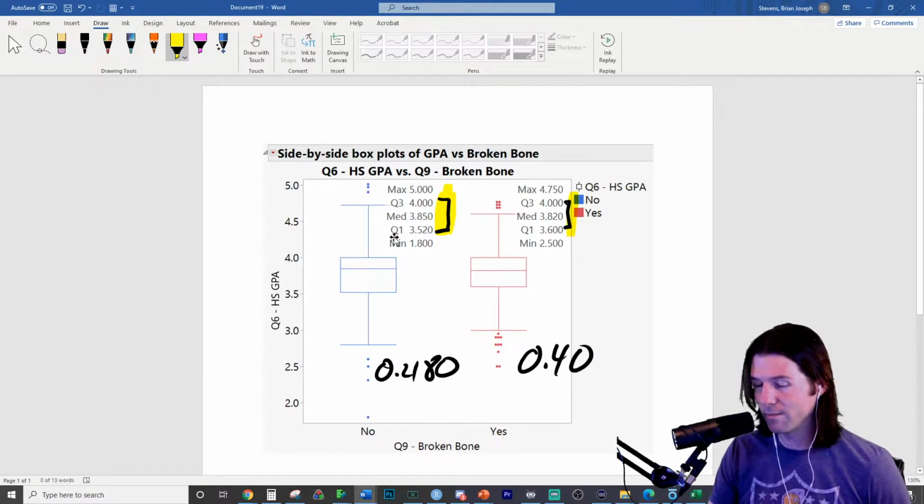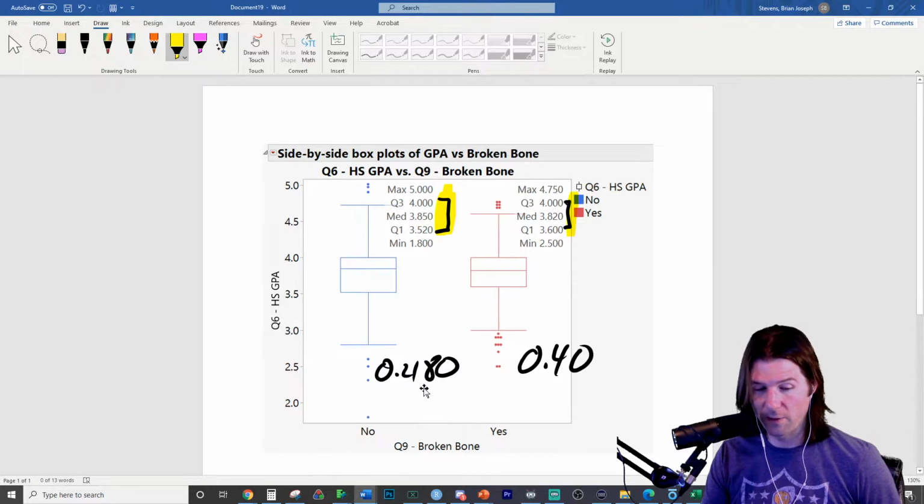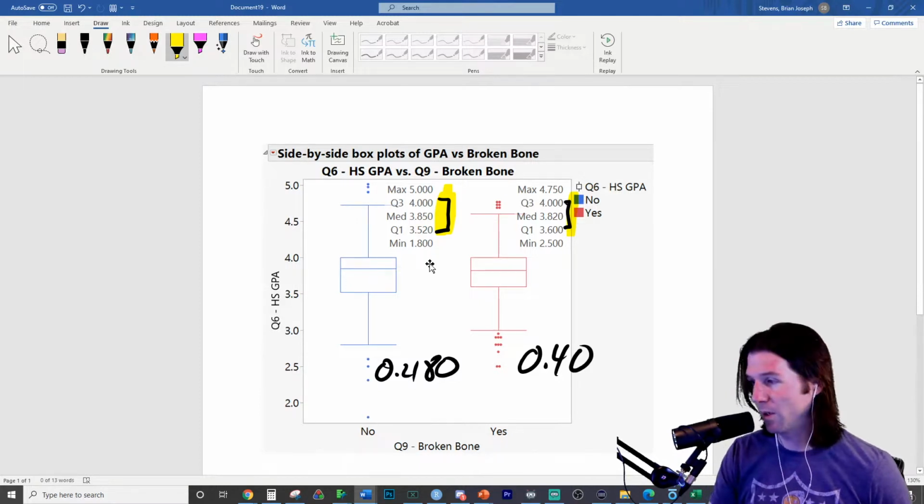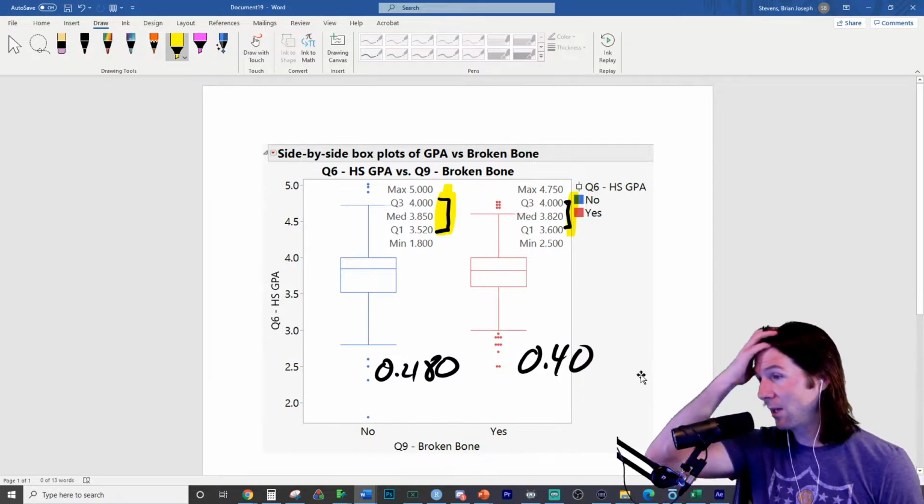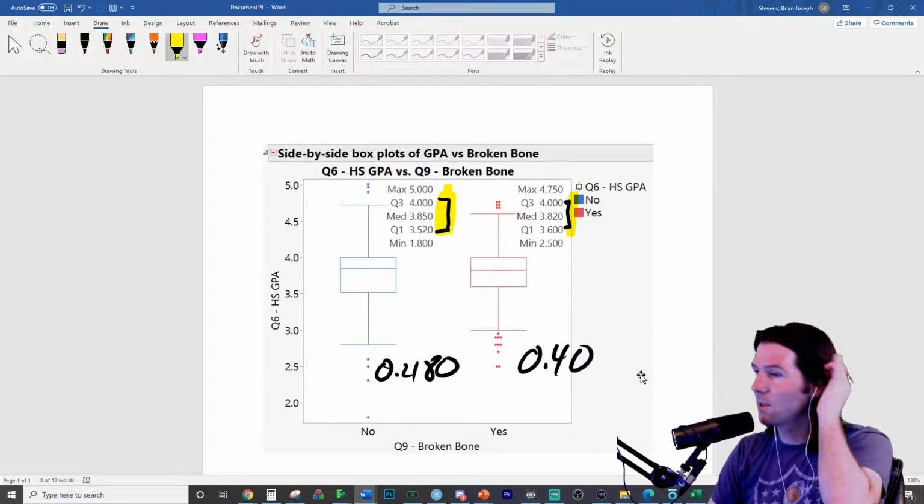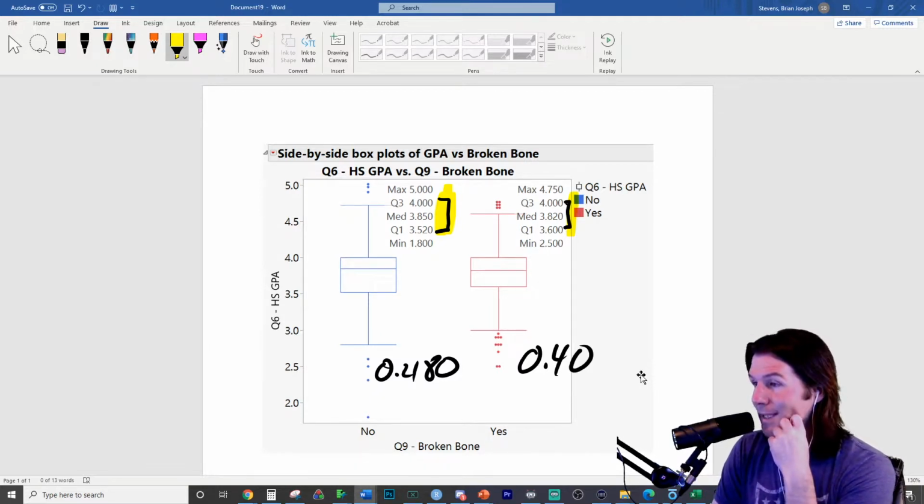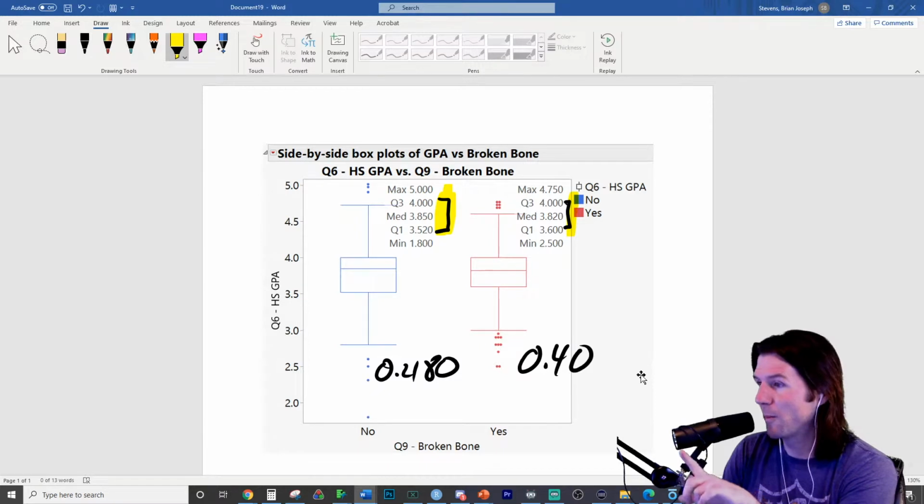The people who have not broken a bone have the most extreme values, with a minimum of 1.8 and a maximum of 5.0, which are outliers for that group. The broken a bone group also has outliers, but they're not as extreme, with a minimum of 2.5 and a maximum of 4.75. Let me rephrase that. The broken a bone group has outliers which include the minimum and maximum of 2.5 and 4.75 respectively.